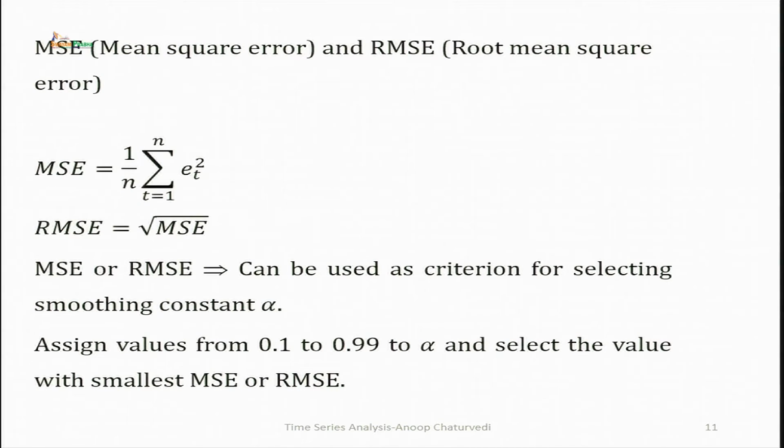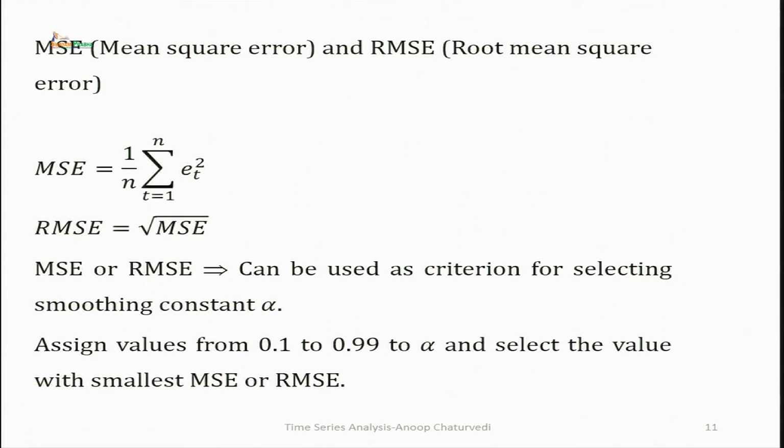So, this is simply the sum of squares of errors divided by the number of observations, and root mean square error is the square root of MSE. These two measures, MSE or root mean square error, RMSE, can be used as a criterion for selecting the smoothing constant alpha.